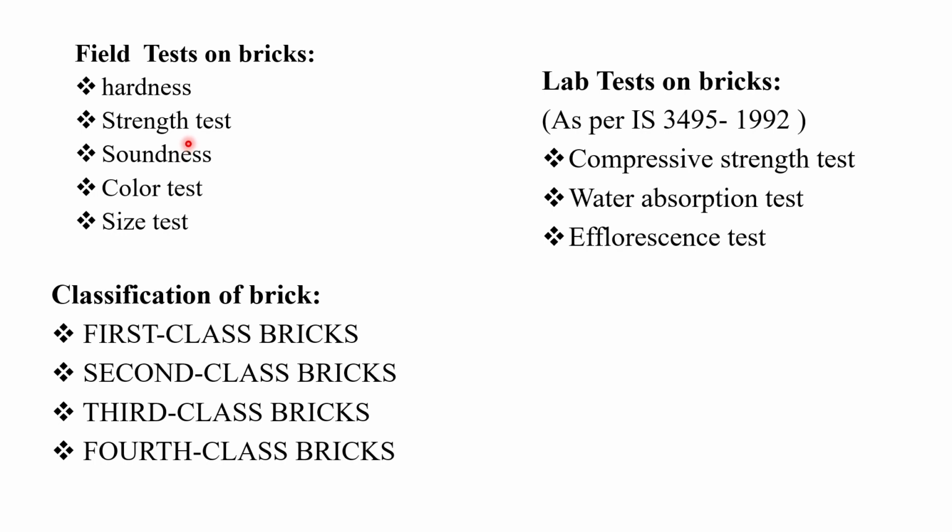So what we will do, we will drop a brick from 1 meter height on a hard surface. If the brick is strong enough, it will not break down. If the brick is weak, that time it will break down on the hard floor. So there, only the 1 meter height we have to remember.